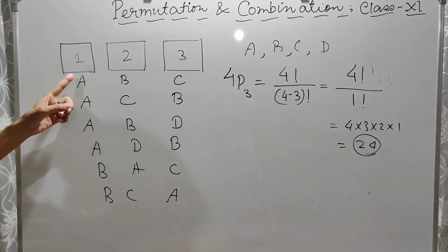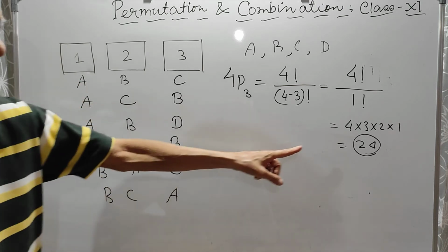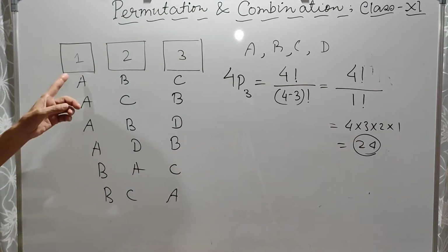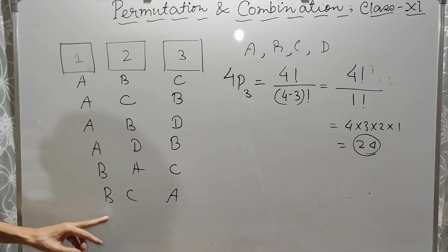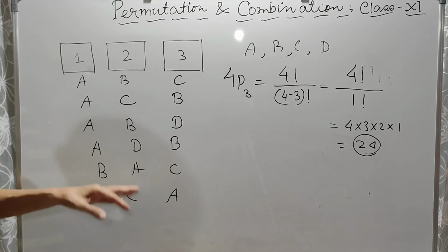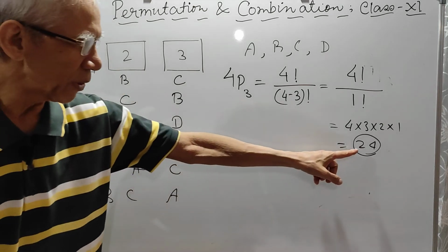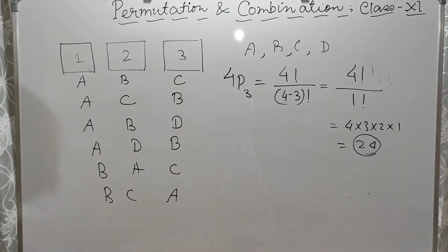So I have shown you only 1, 2, 3, 4, 5, 6. See, there are 18 more. Total there will be 24. ABC, ACB, ABD, that way. Then if you take D here, DAB, DBA, DAC, DCA, that way go on writing, you will get how many permutations? 24. So we have found this out by using this formula.